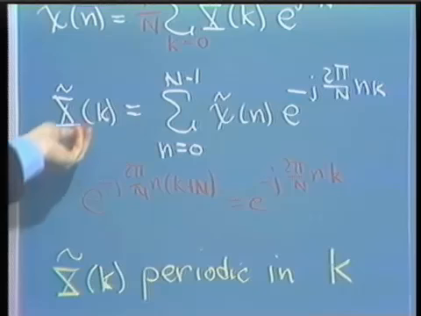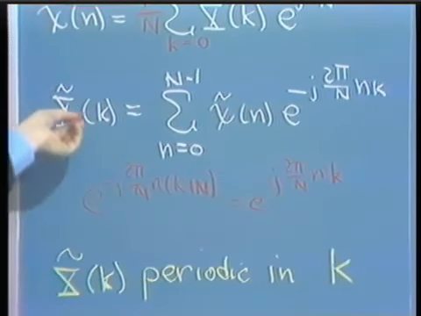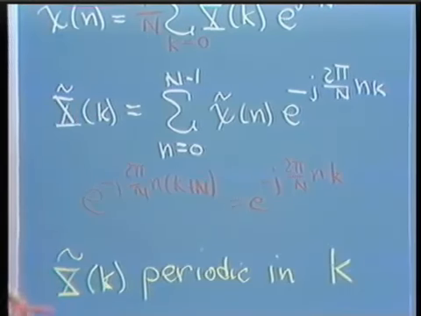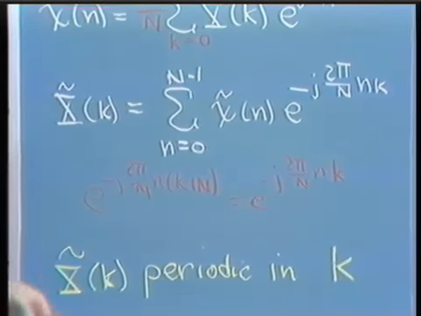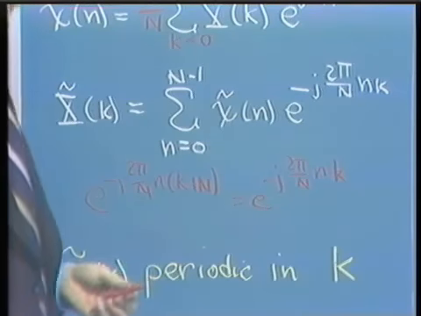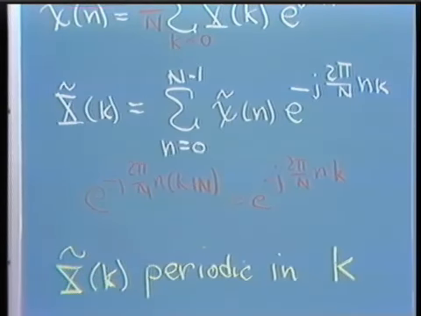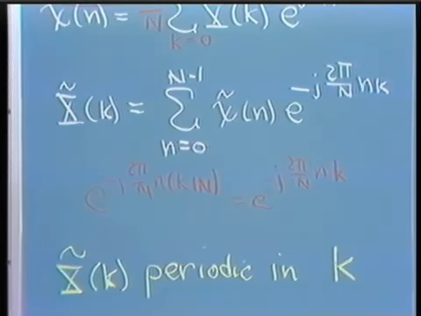So if I simply examined, if I asked from this relationship, what does capital X tilde of k plus capital N come out to be, if I simply substitute that in, then because these two complex exponentials are the same, I'll find that capital X tilde of k is equal to capital X tilde of k plus capital N, k plus 2 capital N, etc. That is, it's a periodic sequence, although I only use one period of it in reconstructing the periodic sequence x tilde of n.